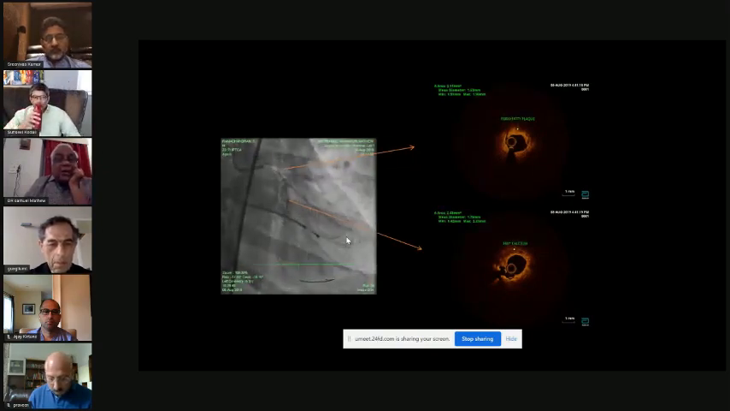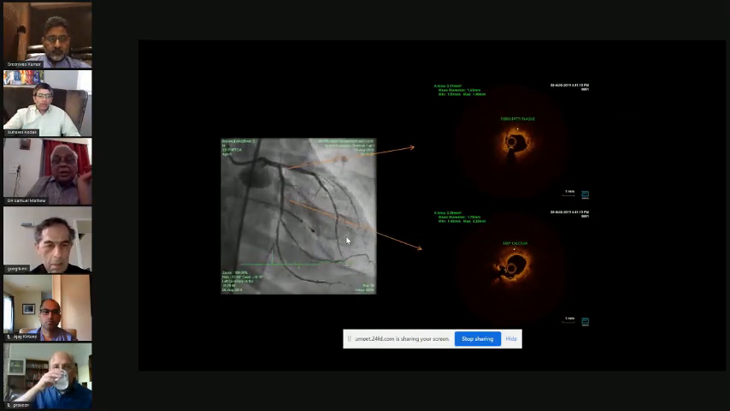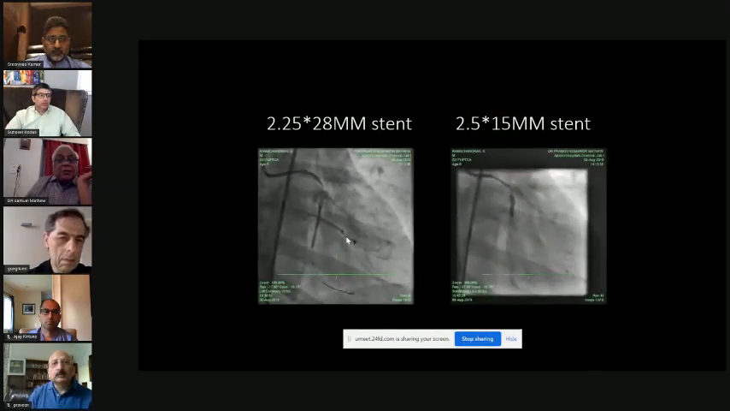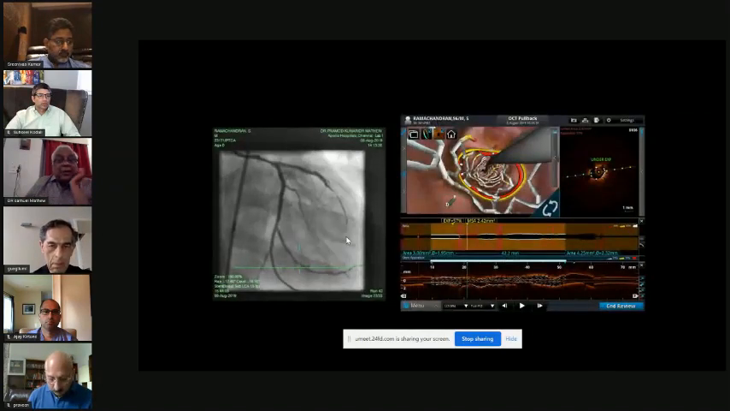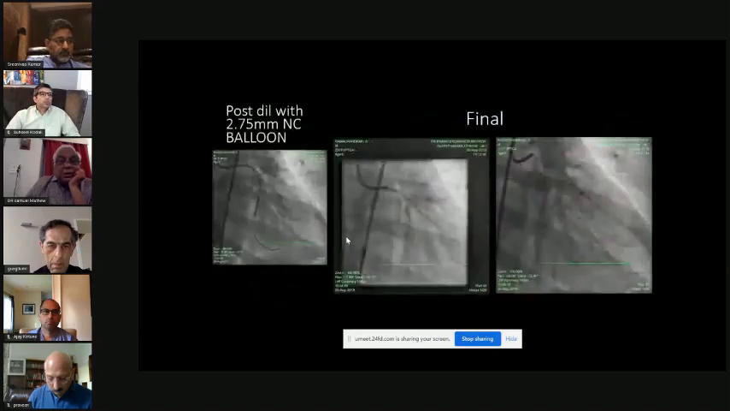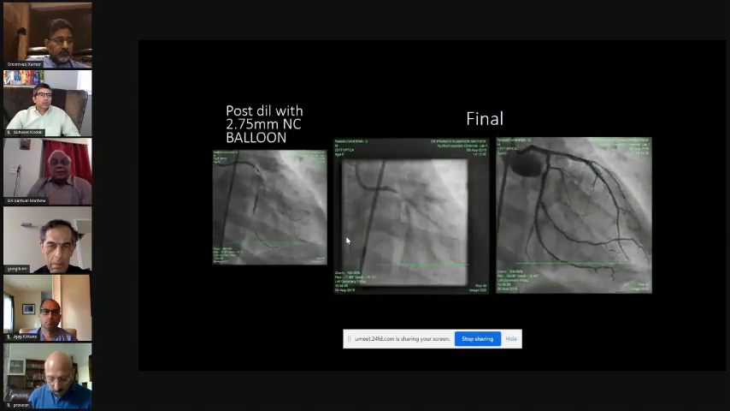The fibrous plaque was not yielding to the Rotablator. That was the reason, and we did get an optimal result with just ballooning that segment and stenting. And you can see the OCT picture post-procedure. We got an excellent result in that.